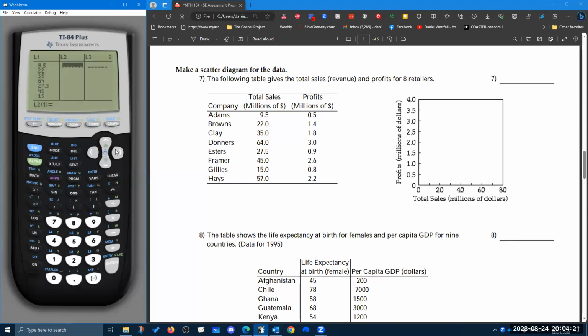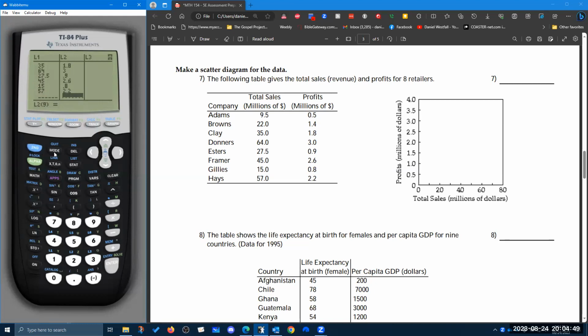And next column, L2: 0.5, 1.4, 1.8, 3.0, 0.9, 2.6, 0.8, and 2.2.